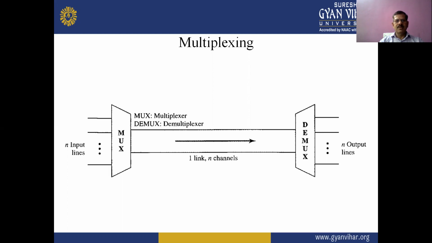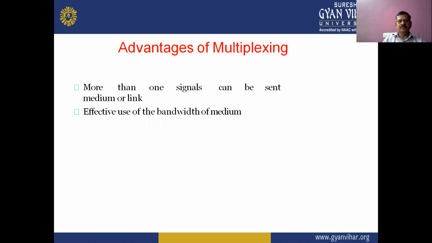So in multiplexing, there are n input lines, and these input lines are converted with the help of the multiplexer into n channels on one link, and again at the demultiplexer, the one link or n channels convert into n output lines. So this is the process of multiplexing.